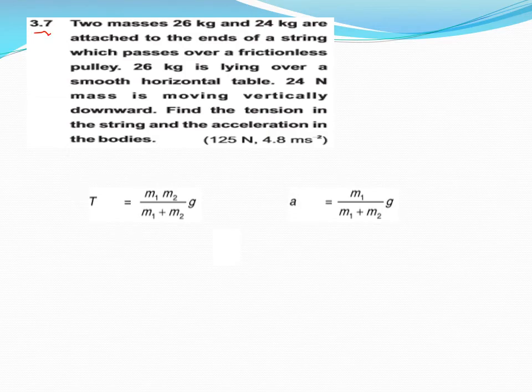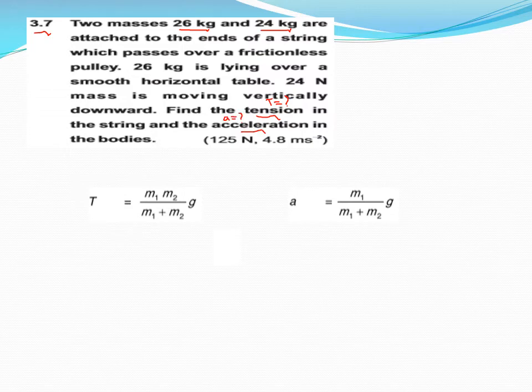3.7. Two masses, 26 kilogram and 24 kilogram, are again attached to the ends of a string which passes over a frictionless pulley. 26 kilogram is lying over a smooth horizontal table. 24 Newton mass is moving vertically downward. Again, we have to find the tension T in the string, and the acceleration A.